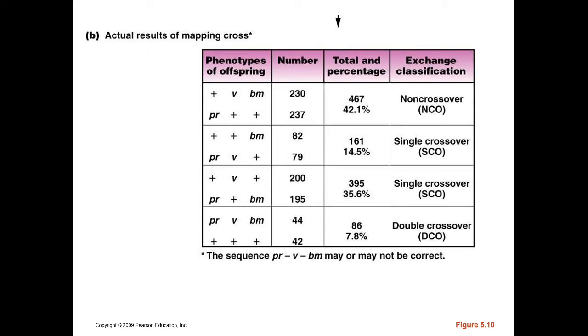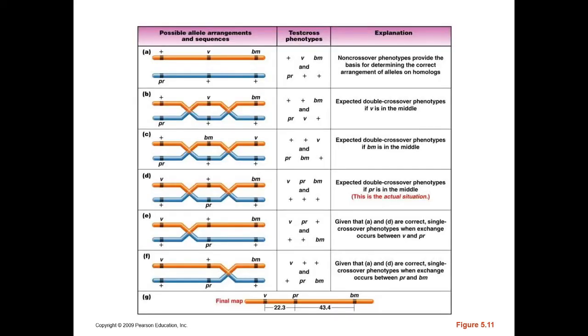So take note of the total number and percentage. Which one is the biggest? Which one is the smallest? As a rule of thumb, the biggest number is the non-crossover, and the smallest number is the double crossover. If you look at A, it is plus VBM, V in the middle. So in this arrangement, the one that you might see as the double crossover would be V.